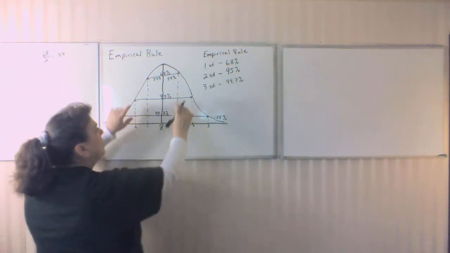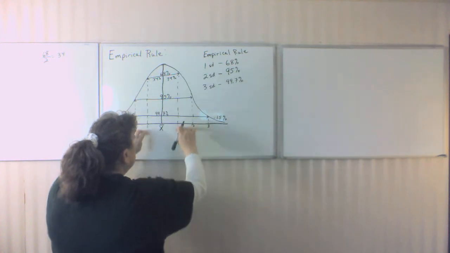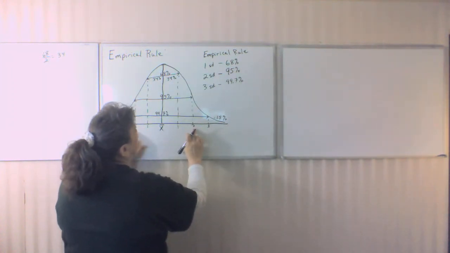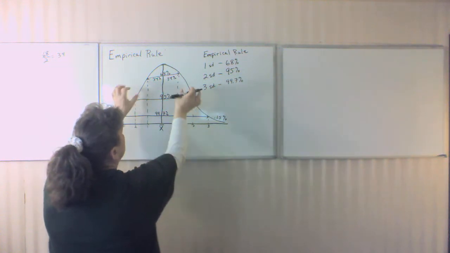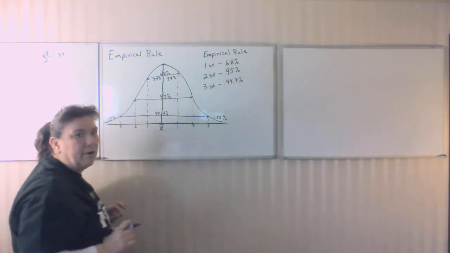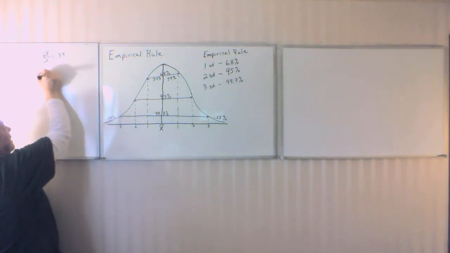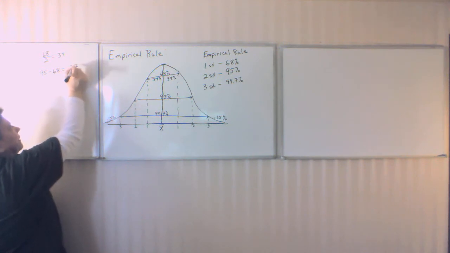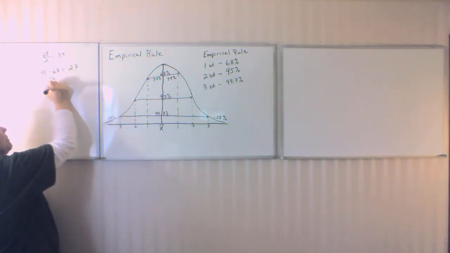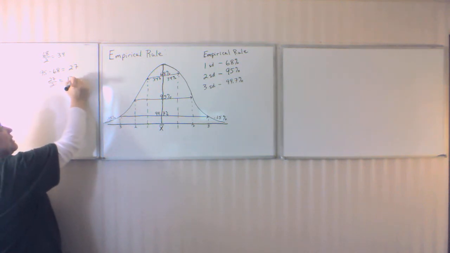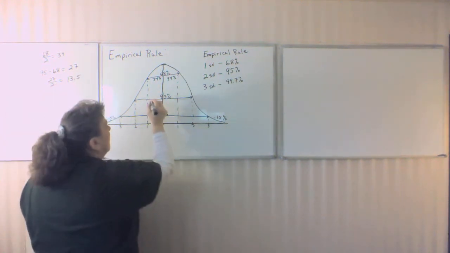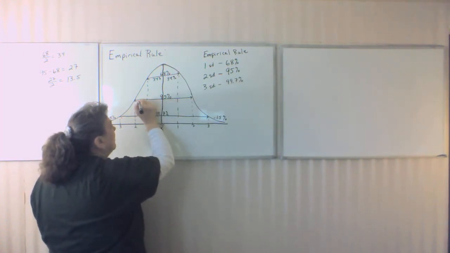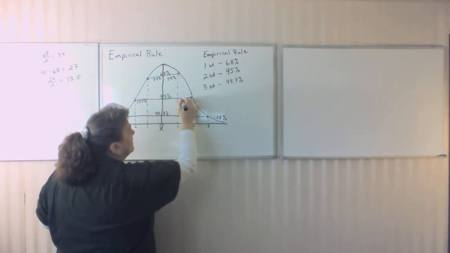Now, we want to know how much lies in these two pieces between the first and the second standard deviation. First of all, we need to find out what the total of those two pieces is. You will find it by taking 95 minus 68, which equals 27. And then 27 divided by 2 is equal to 13.5. Therefore, this piece right here is 13.5%, and this piece is 13.5% of the data.